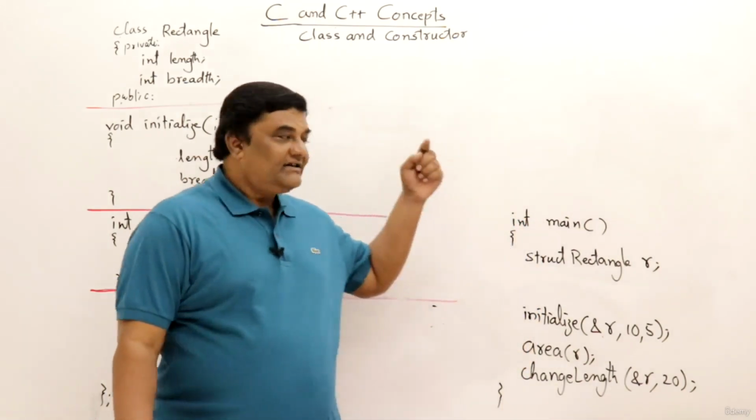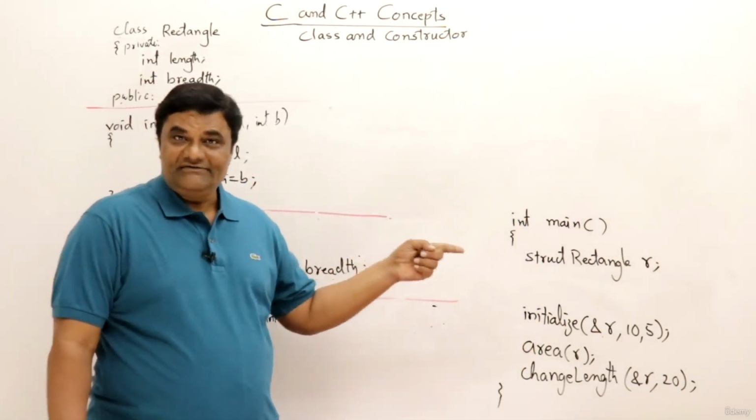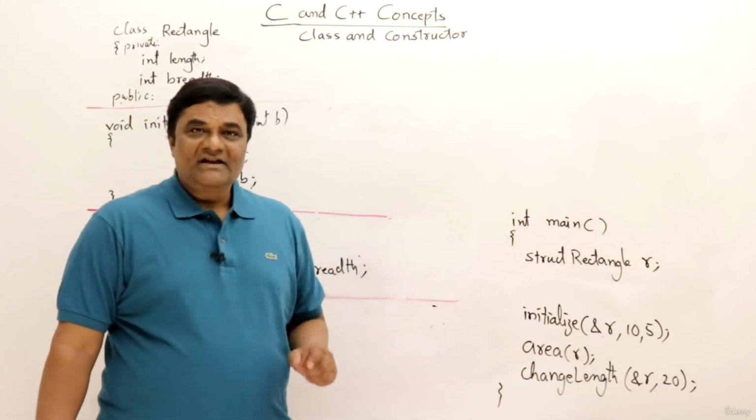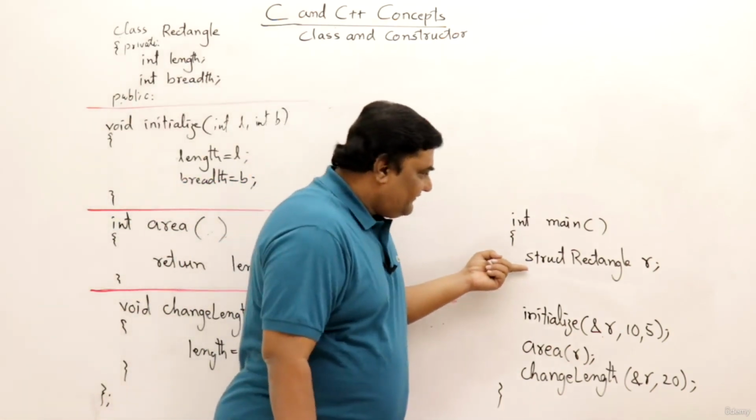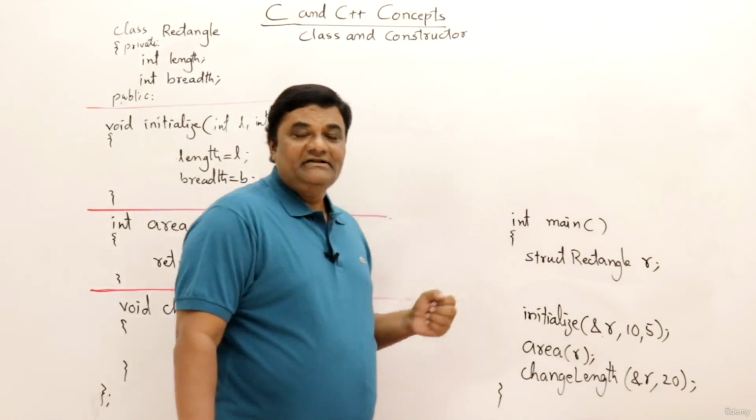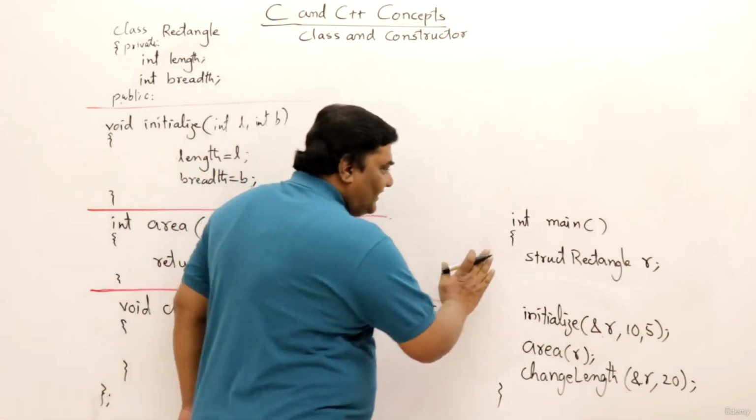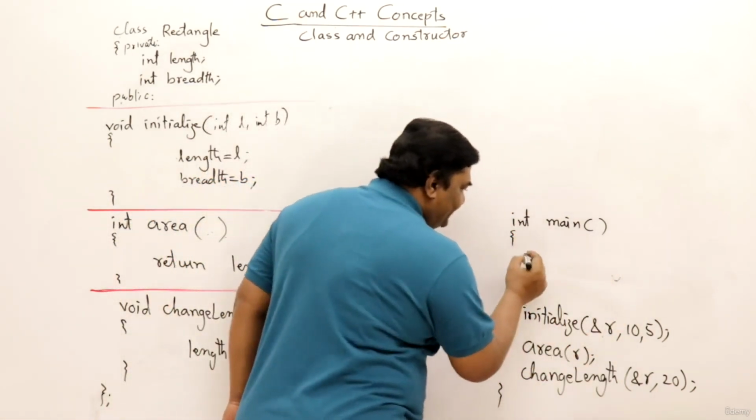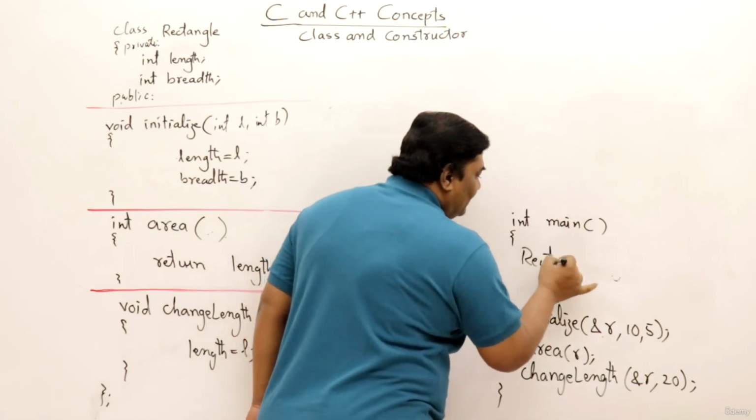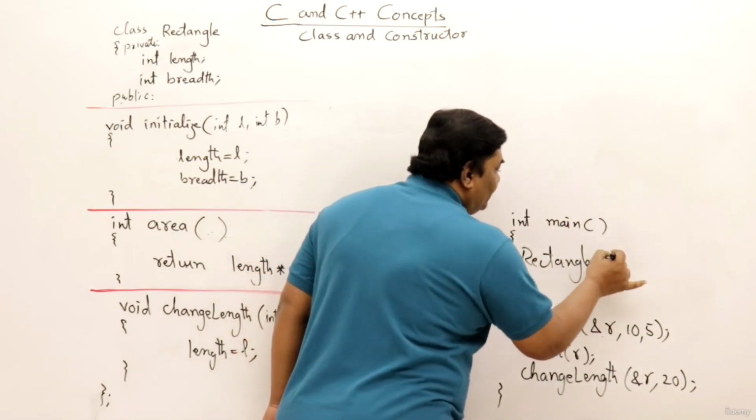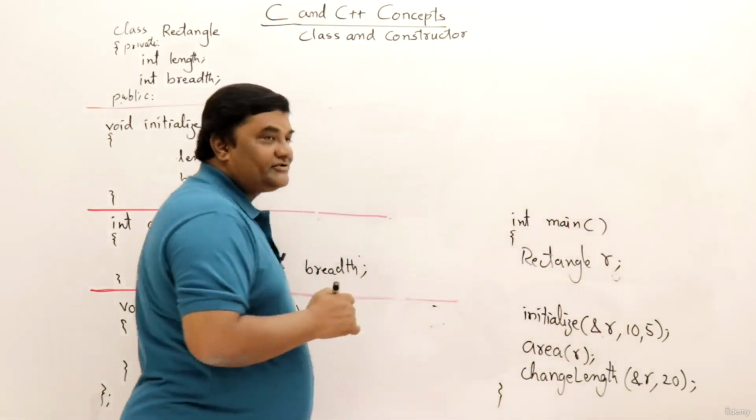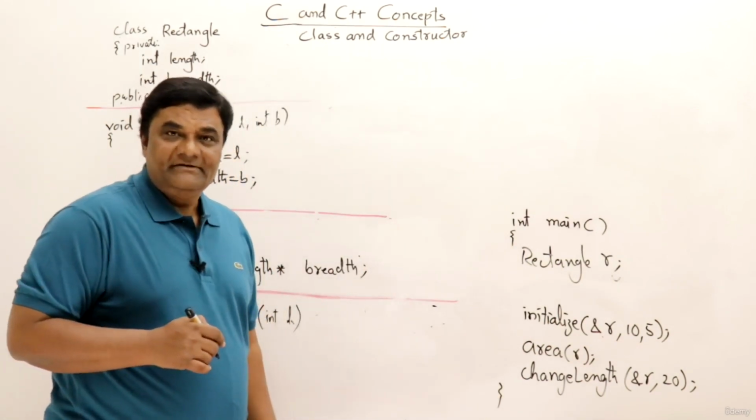Now how it will affect inside the main function, I will show that one. Then again I will come back here. Inside the main function, I have created a variable of type rectangle structure. So now I will change it and I will simply say rectangle R. Now we call this an object. Instead of a variable, we call it an object.